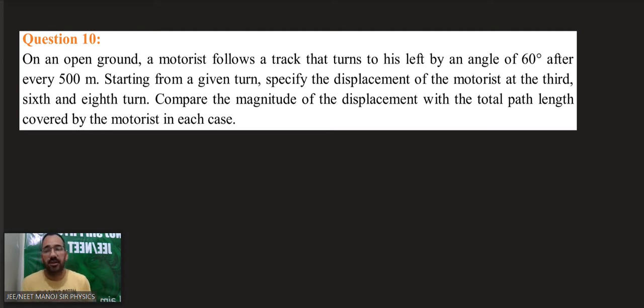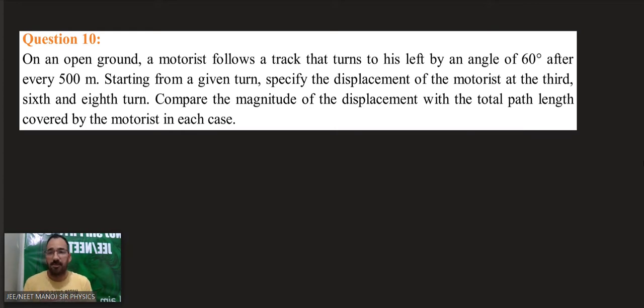Dear children, in this particular lecture, I am going to discuss very important questions based on motion in a plane, I mean to say two-dimensional motion. In this series, I am solving question number 10. Some of the questions are already solved in the live class. Some typical questions I am going to discuss, and the rest you can revise. If you have any doubt, you can directly put your question in your doubt session.